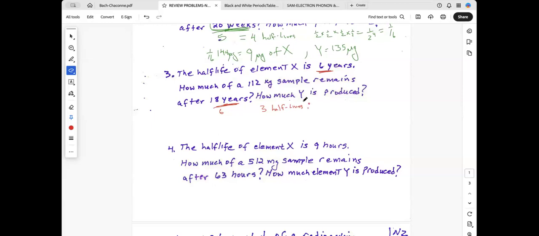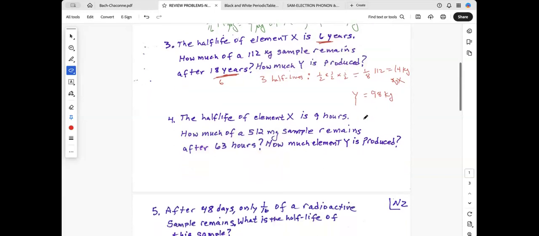Okay, 3 half-lives means it decayed in half, a half times a half times a half. So that's 1/8. 1/8 of the original was 112, right? So if we divide 112 by 8, we should have 14, I think. So we have 14 kilograms of X. And how much Y? Well, subtract 14 from that, and we get, I guess, 98 kilograms of Y. You double check my math.